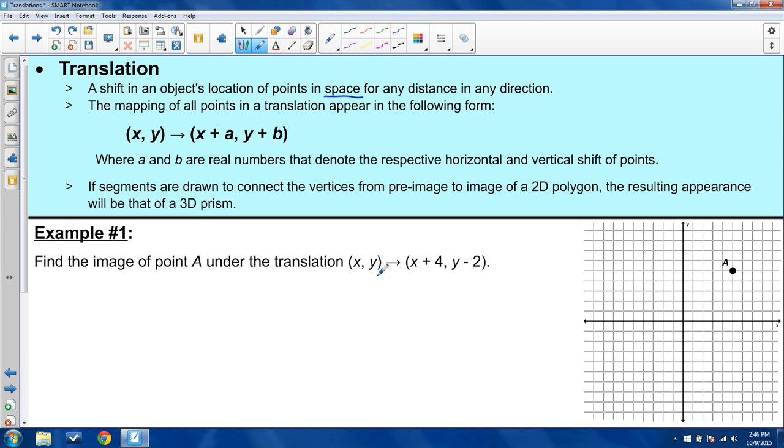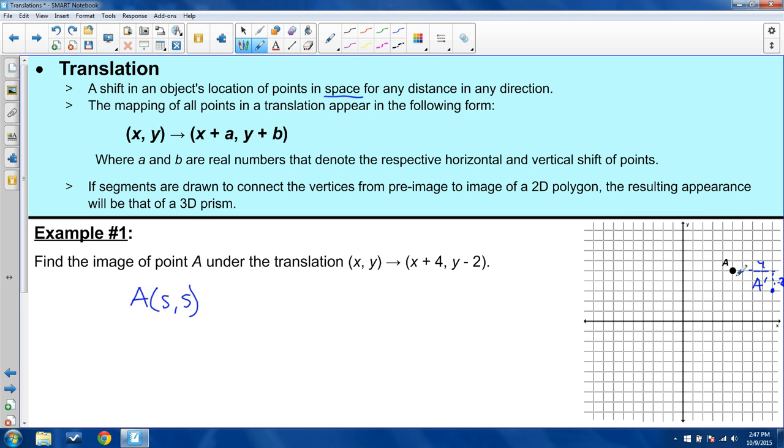So let's do the first example here. Let's find the image of point A under the translation here. So A has the point, looks like it's 5, 5. Here's the X value for A and here's the Y value for A in the pre-image. And I'm going to find the image A prime by applying this transformation. I'm going to shift this point 4 units to the right and 2 units down right here. This point ends up being where A prime is. Again, I went 4 to the right and 2 down.